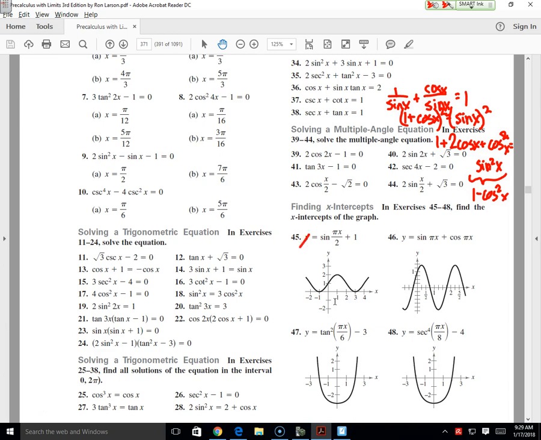X-intercepts are when y equals 0, so you're going to subtract the 1, ask yourself the question, when does sine equal -1? That's going to happen at, sine is the 3 pi over 2, I think. So you're going to set pi x over 2 equal to 3 pi over 2, and then solve for x. The other way is that you could have graphed it and found the zeros. It just wouldn't have been nice radians. It would have been nasty decimals. But you could have graphed it and found the zeros.